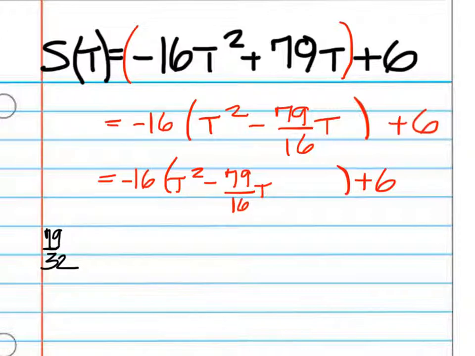So on your calculator, if we square that, when you square a fraction, do you square the top only, the bottom only, or both? Both. So we're going to have 79 squared, which is going to be 6241. And then on the bottom we'll have 32 squared, which is 1024. Now, have I added 6241 over 1024, or have I added something different?